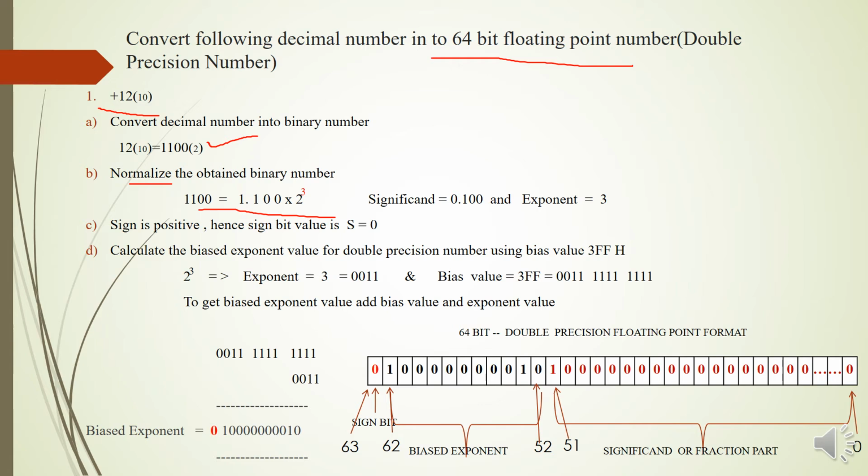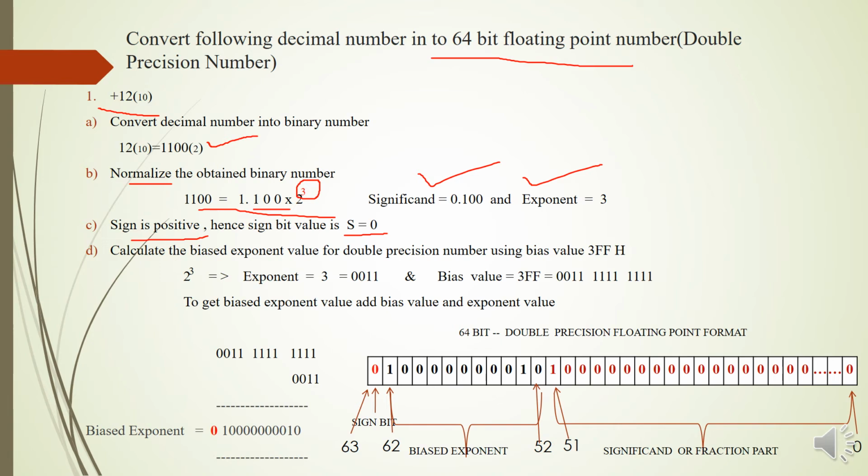1100. When we normalize it, we get 1.100 × 2 to the power of 3, where the fraction part gives you the significand and the power of 2 gives you the exponent part. The sign here is positive, so the sign bit value is 0.